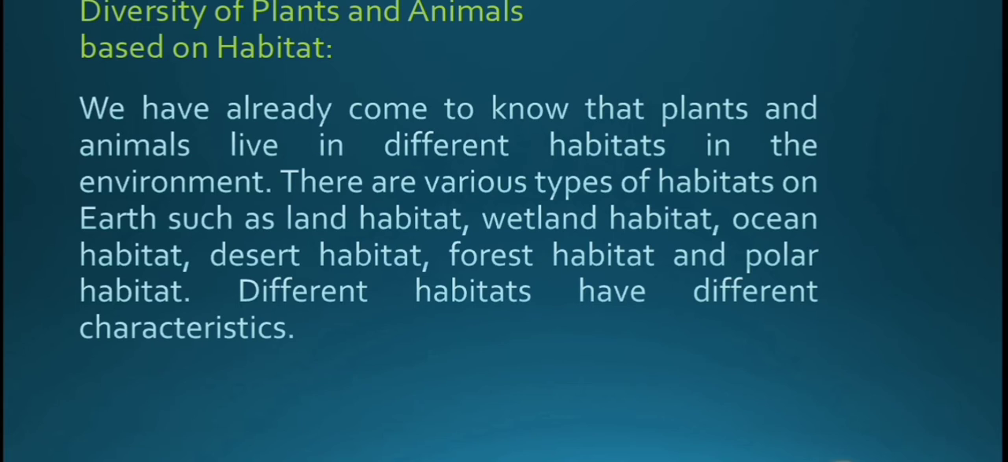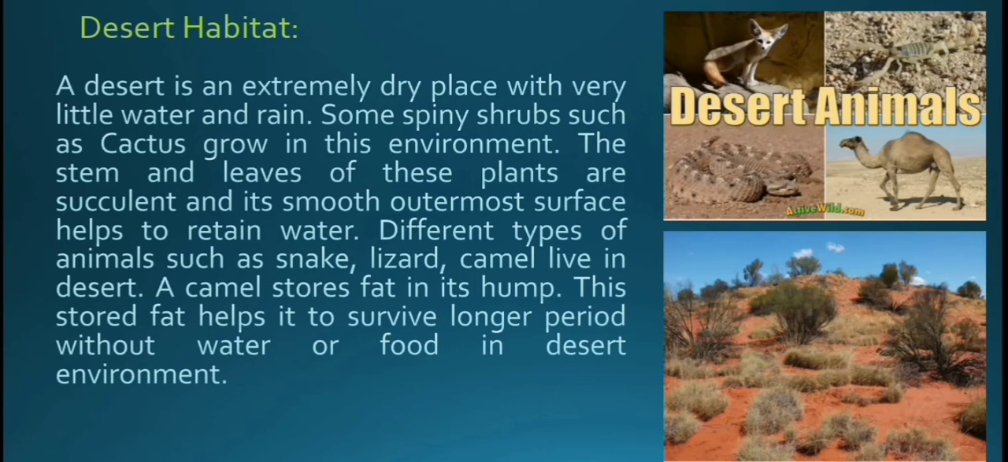Different habitats have different characteristics. So now we will discuss these habitats. First, it is desert habitat. A desert is an extremely dry place with very little water and rain. So dear students, there is a new word, extremely. Do you know what it means? Extremely means to a very great degree.